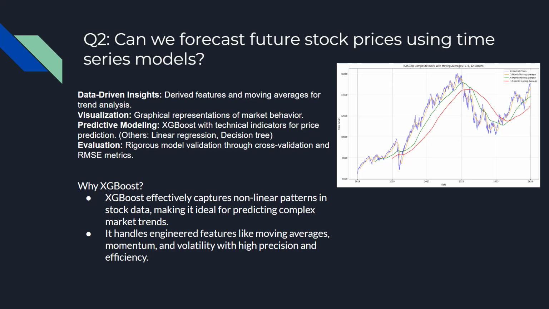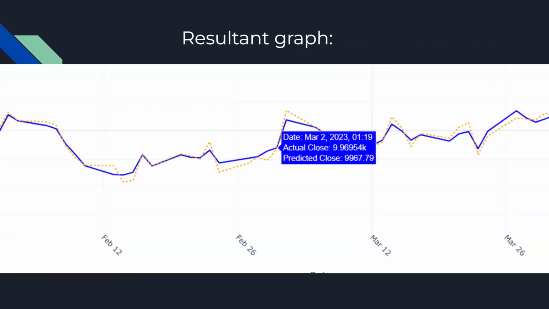And why did we pick XGBoost? XGBoost effectively captures nonlinear patterns in stock data, making it ideal for predicting complex market trends. It handles engineered features like moving averages, momentum, and volatility with high precision and efficiency. And as you can see in the graph on the right, those are the moving averages, and those were some of the features that I used for my models.